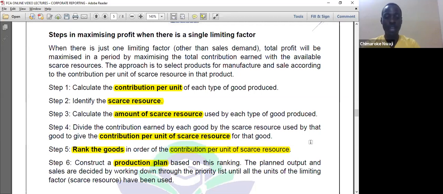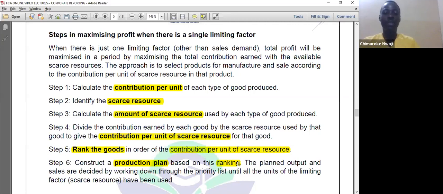Don't forget, your production plan will be based on the ranking. So you see, step number 5 takes up from step number 4. Step number 6 picks up from step number 5. So when you are saying steps, you must follow that logical step. If you miss any of these steps, then your answer will not be correct.